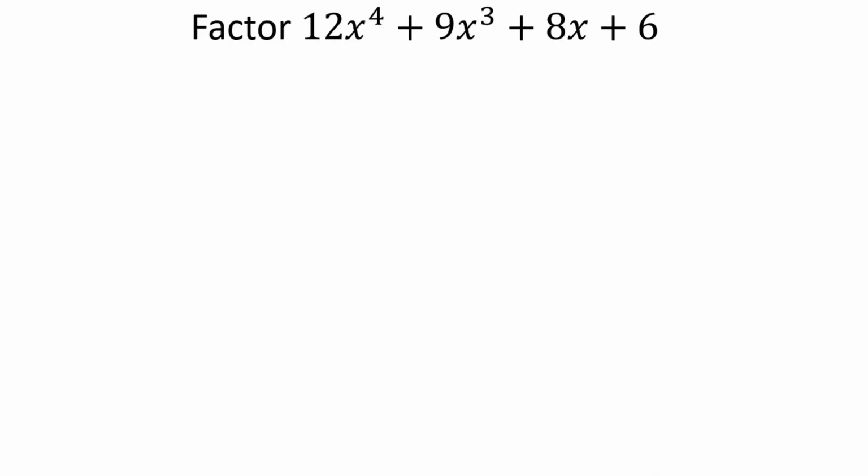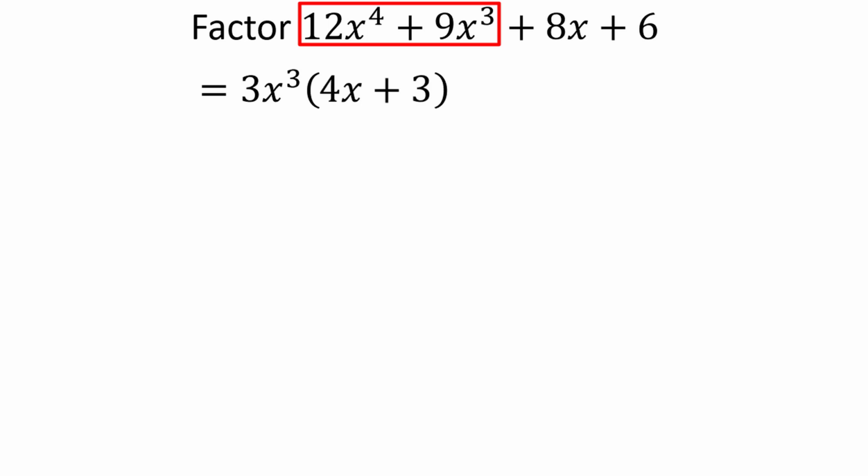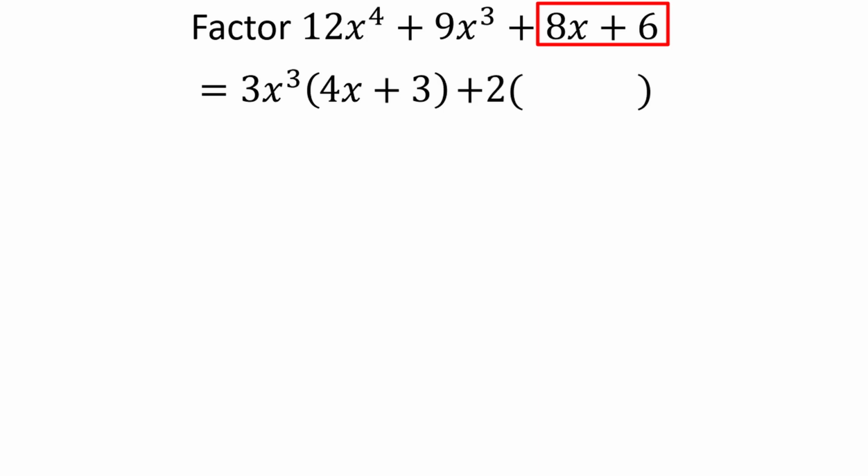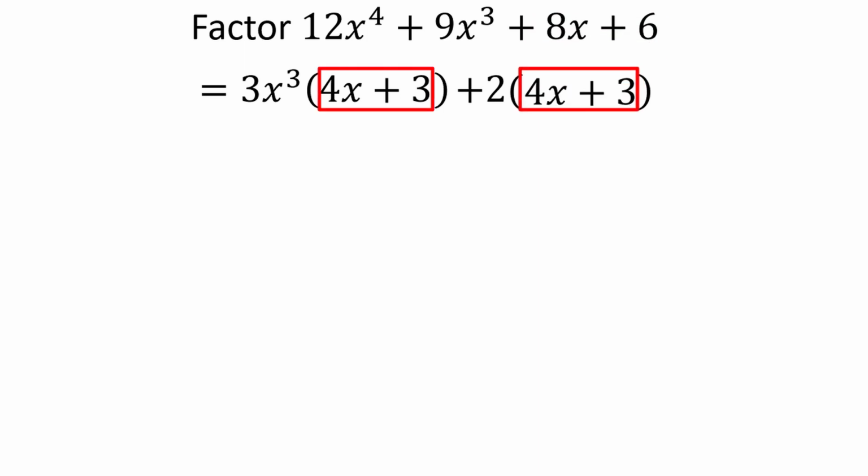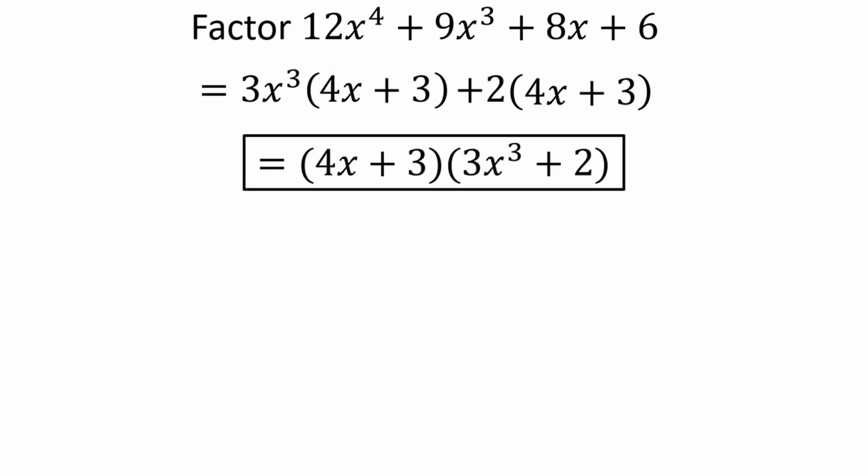Let's try 12x to the fourth plus 9x to the third plus 8x plus 6. Again, there isn't any common GCF of the entire expression, but we might be able to factor by grouping. For the first two terms, we can pull out a 3x to the third, which leaves us with 4x plus 3 in parentheses. For the last two terms, we can pull out a 2, which leaves us with, again, 4x plus 3 in our parentheses. Thankfully, the result is the same binomial in parentheses for both terms, meaning we can factor it out. The final factored form is (4x plus 3) times (3x to the third plus 2).